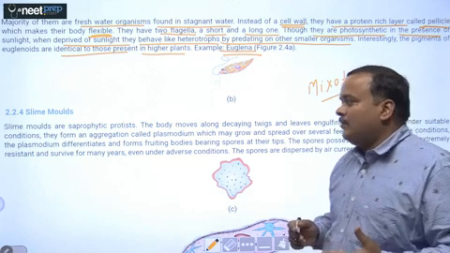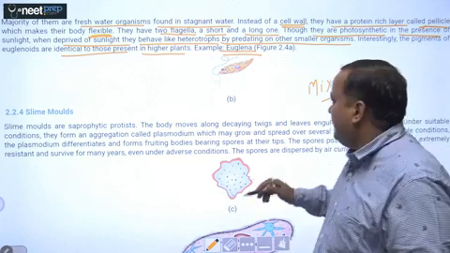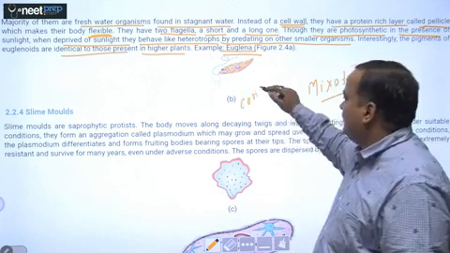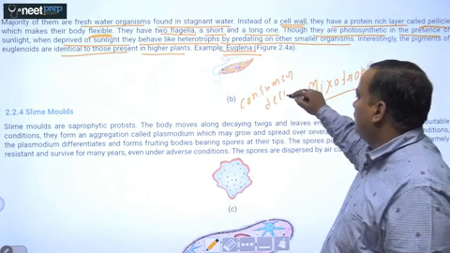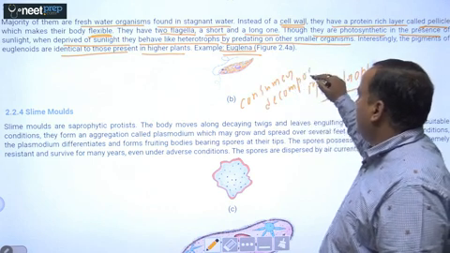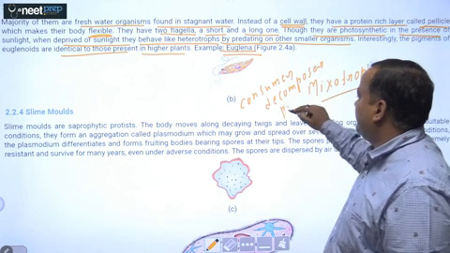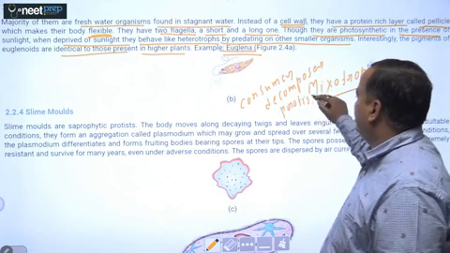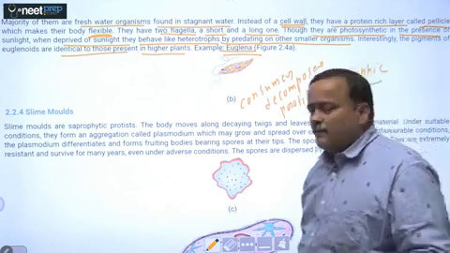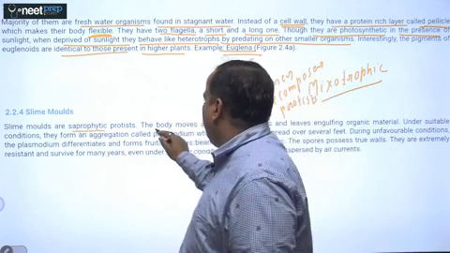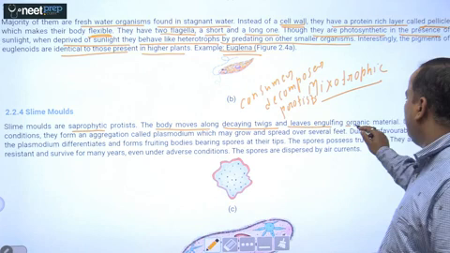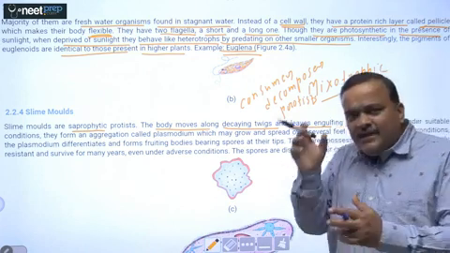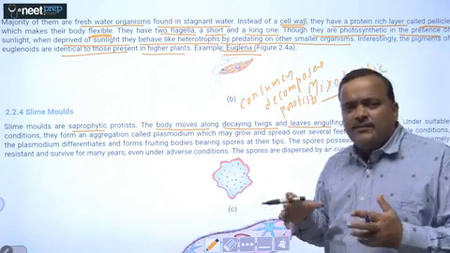Now next is slime mold. Slime molds are also referred to as consumer decomposer protist. Okay. So they are saprophytic. Okay. Their body moves along decaying twigs and leaves engulfing organic material. That means they grow on detritus, dead and decaying organic matter.